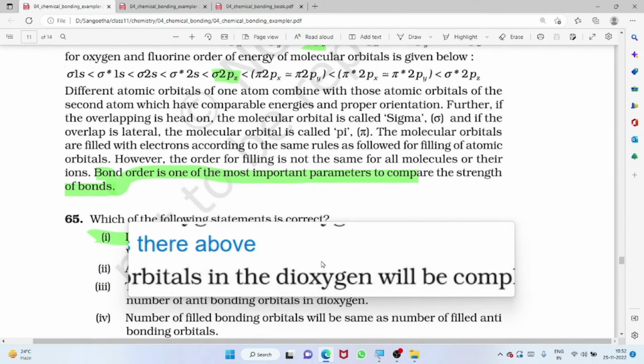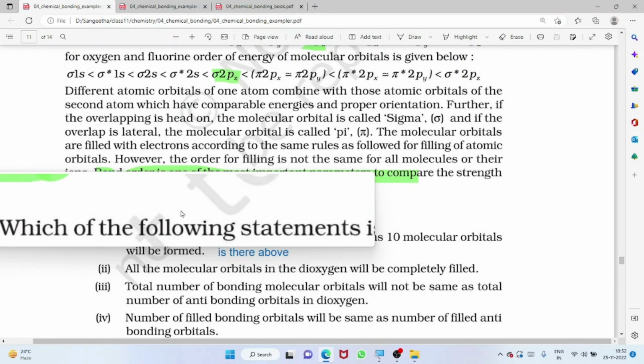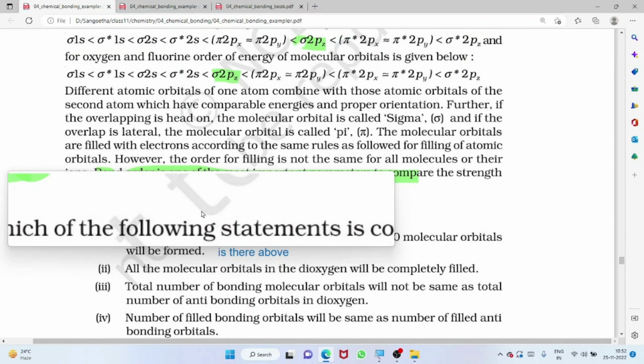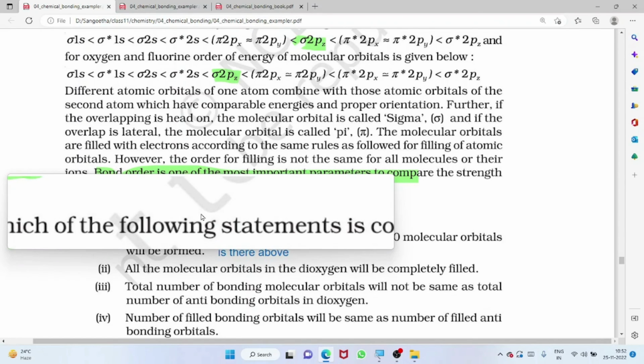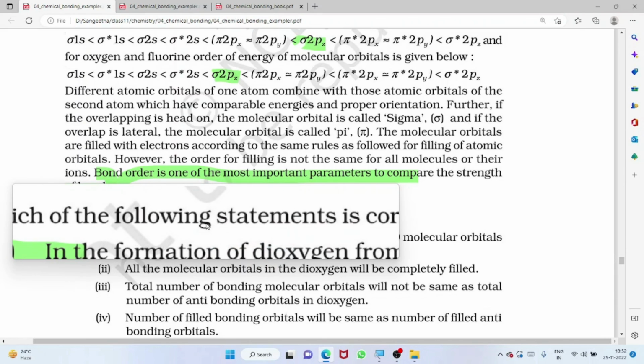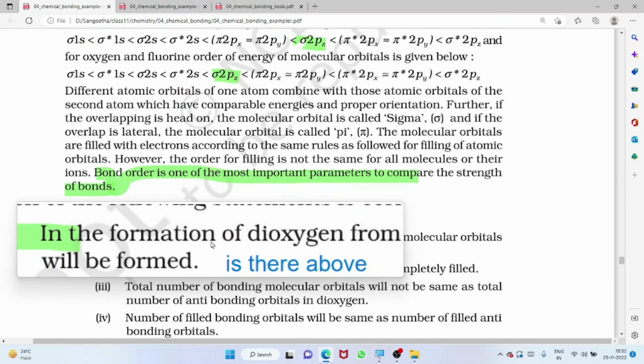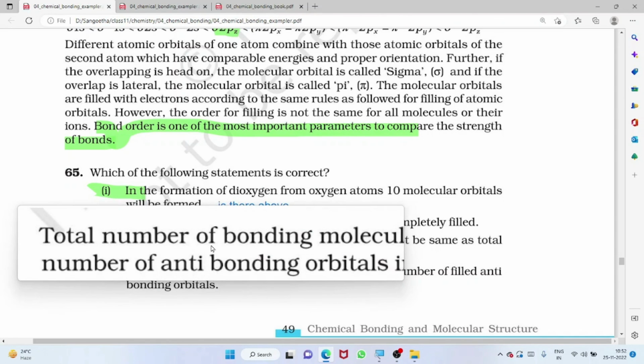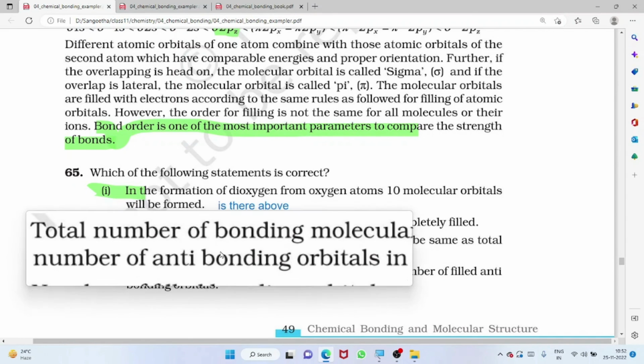They both are different. Now, the atomic orbital of one atom and the atomic orbital of the second atom should have comparable energy and proper orientation. Further, if the overlapping is head on, the molecular orbital is called sigma, and otherwise pi bond formation. The molecular orbitals are filled with electrons according to the Aufbau principle, Pauli and Hund's rule. However, the order of filling is not the same for all molecules; hydrogen, and nitrogen and oxygen are different. Bond order is one of the most important parameters to compare the strength of the bond.